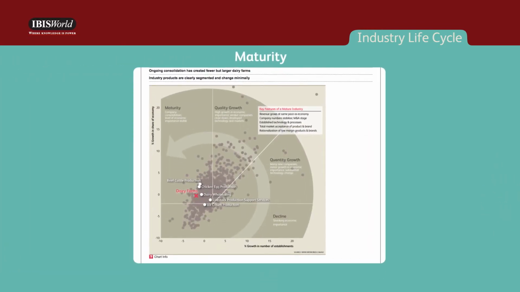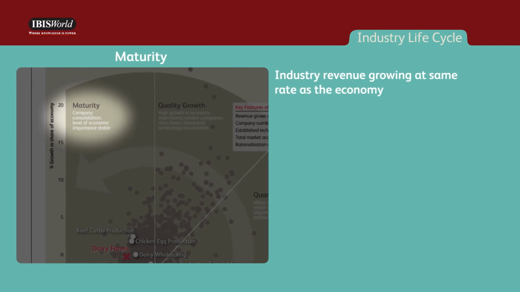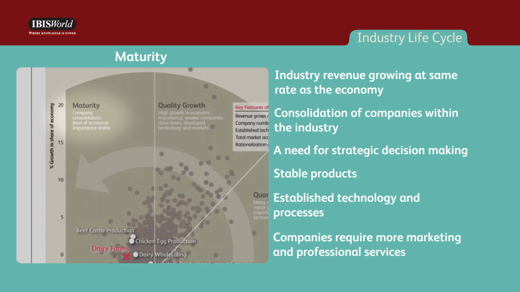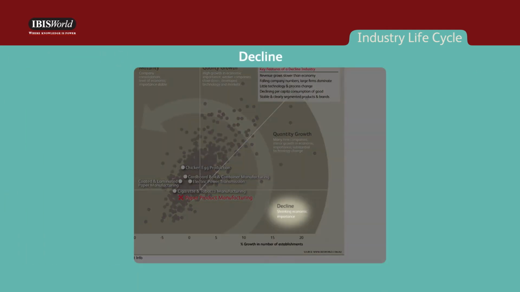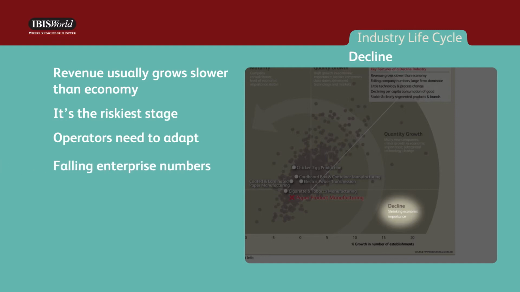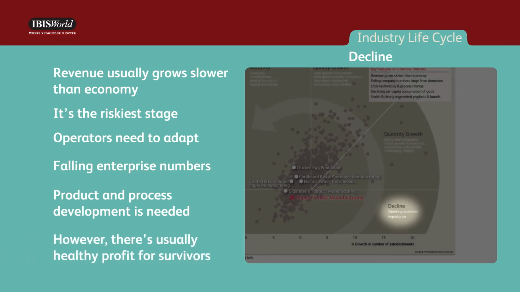In the mature stage of the life cycle, you'll usually see industry revenue growing at the same rate as the economy, consolidation of companies within the industry, a need for strategic decision-making, stable products, and established technology and processes. Companies require more marketing and professional services. In the decline phase of the industry, you'll notice revenue usually grows slower than the economy. It's the riskiest stage. Operators need to adapt. Enterprise numbers are falling, and product and process development is needed. However, there's usually healthy profit for survivors.